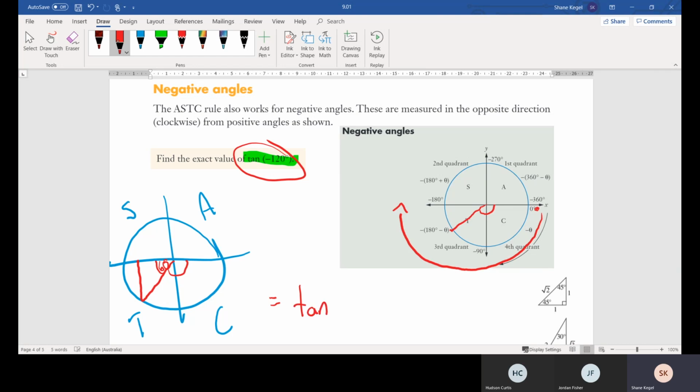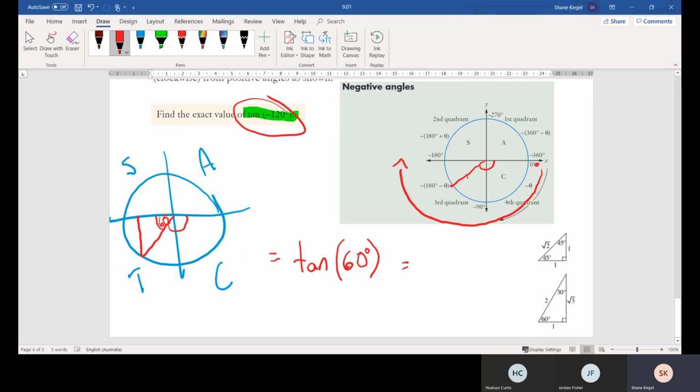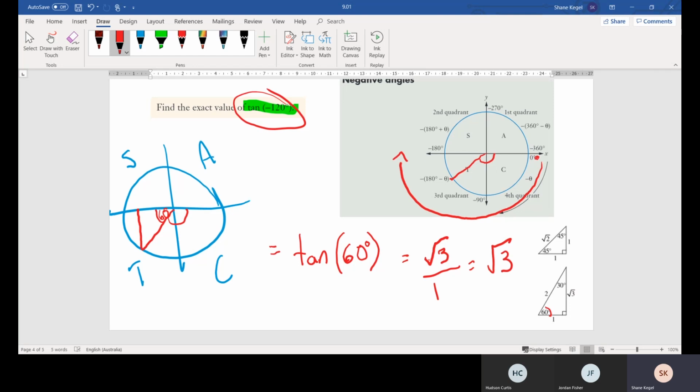So because it's positive, I'm going to leave it as a positive result. And tan of negative 120 is the same as tan of positive 60 degrees, which I then again use my exact value triangles. Tan of my 60 degrees, TOA, so opposite over adjacent, is √3 on 1, or the same as √3. And that will be the answer for that question there.